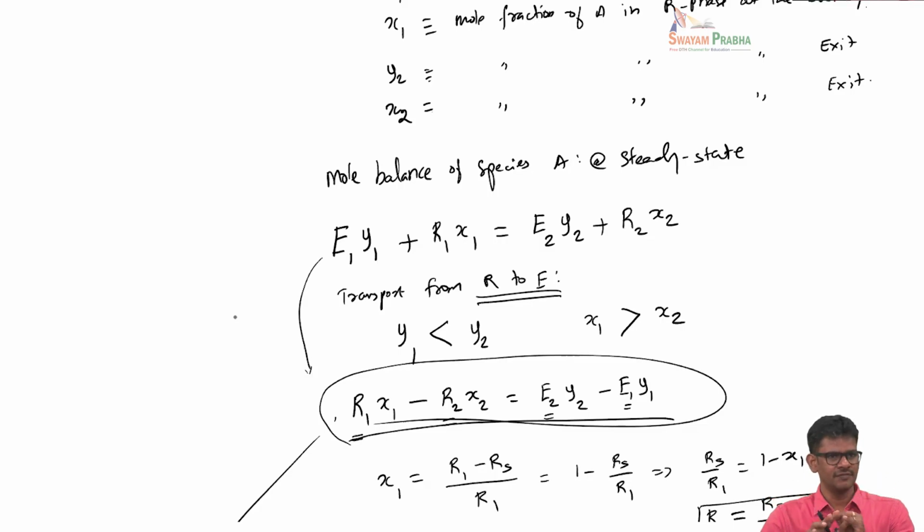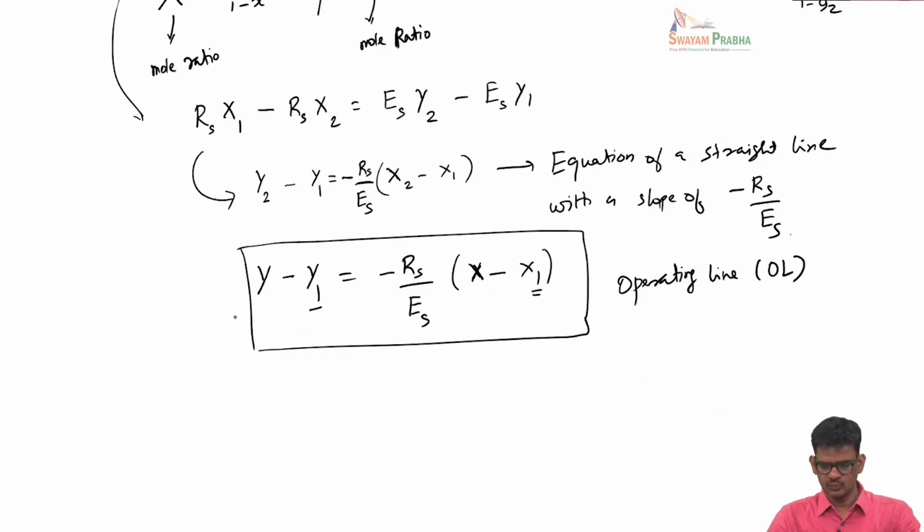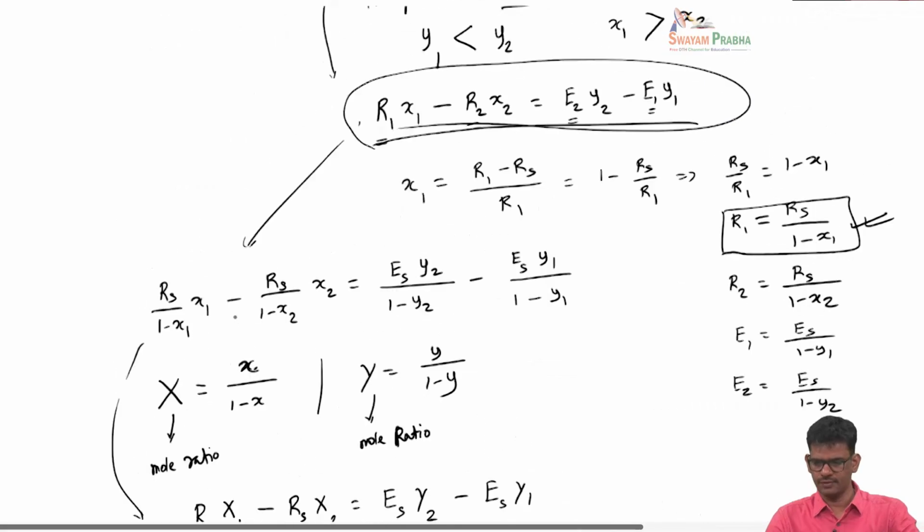For that, we are doing two things. One is we are expressing everything in terms of the solute free molar flow rates Rs and Es, and the compositions are now written in terms of mole ratios instead of mole fractions. With these two modifications, we are able to cast the material balance equation in terms of a straight line. Right? Do you follow? Okay. So we have a few more minutes.